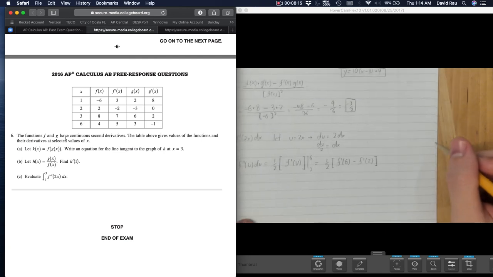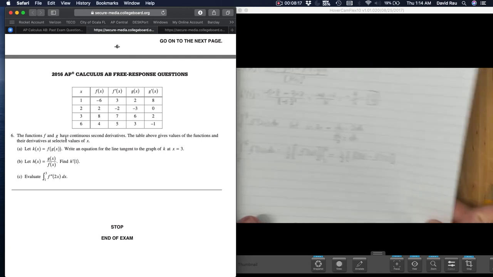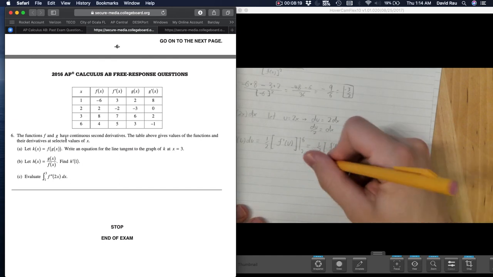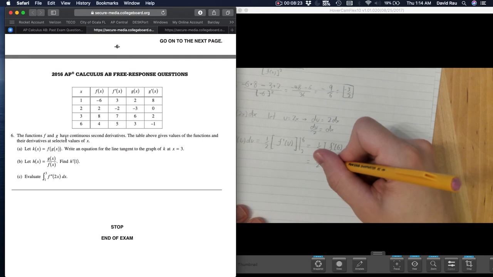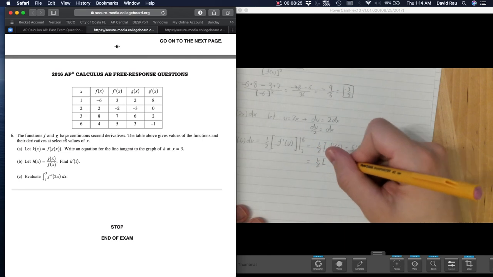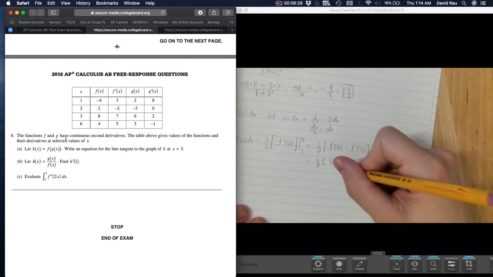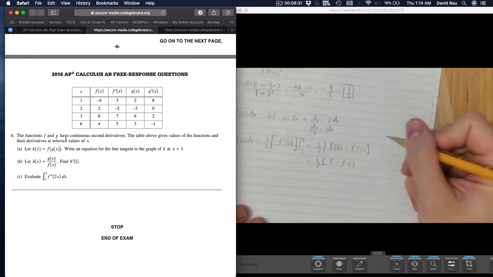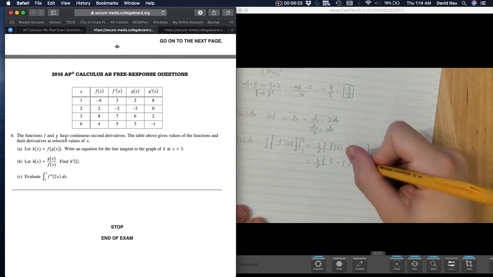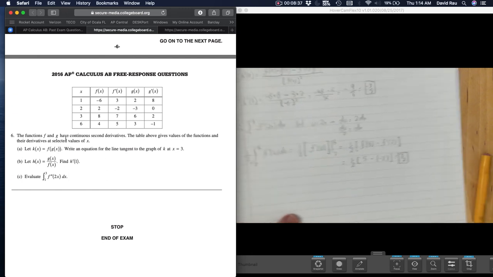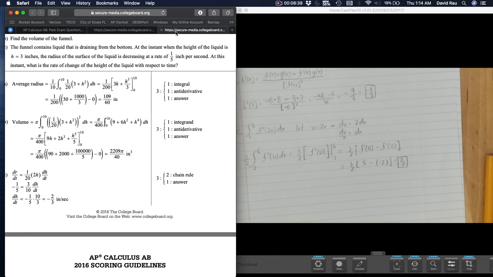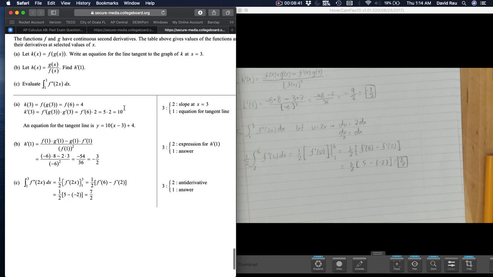Okay, so now it's time to look at our sheet, or that table. So that's 1/2 times f prime at 6 is 5, and f prime at 2 is negative 2. So this is 7 over 2. And done. Fundamental theorem of calculus. Don't forget about it. All right, let's see how we did.